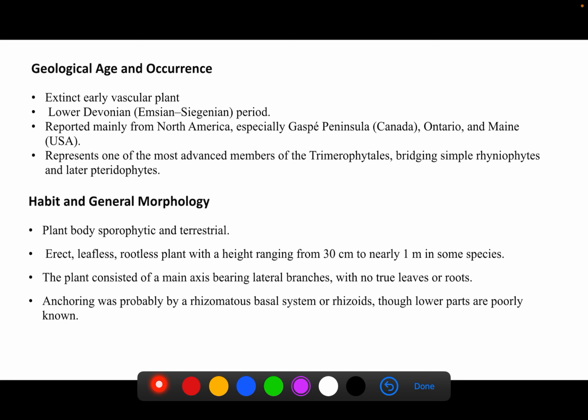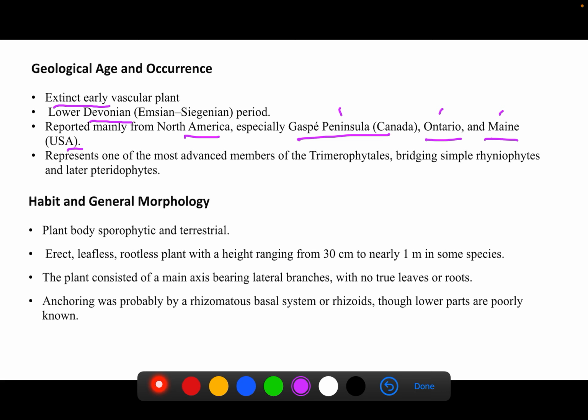When we talk about the geological age and occurrence, this is an extinct vascular plant, just like Rhynia, found in the Lower Devonian period and reported mainly from North America, especially Gaspé Peninsula, Canada, Ontario, and Maine, USA. Accordingly, we'll find that the Psilophyton species are a little different. I will be talking about this in the last slide.